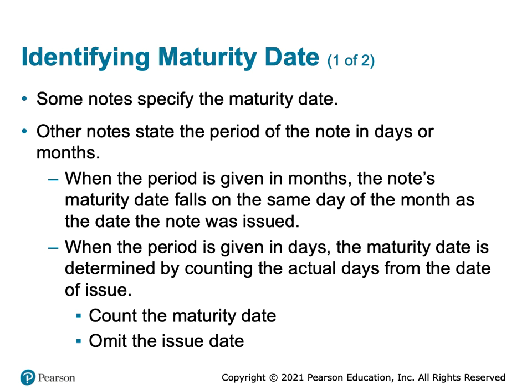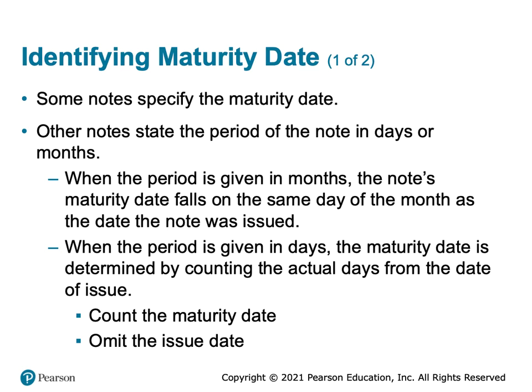So then as far as identifying the maturity date, some of them will actually have the maturity date specified, like we saw in the previous sample. Other ones, instead of specifying a date, will provide a number of days or months. So if the period is given in months, then the maturity date falls on the same day of the month as the date the note was issued. So if it is June 12th that was issued, and then it's a 6-month note, it'll be December 12th.